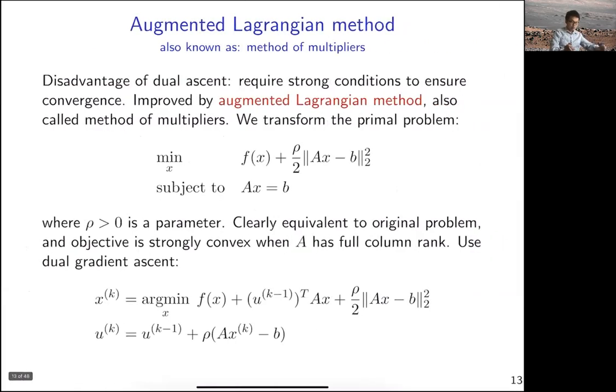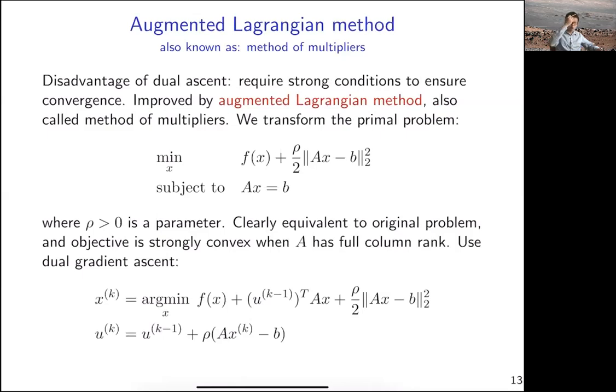Okay. So the issue with the dual ascent method is that it requires the function f to be minimized to satisfy a strong condition. It needs to be strictly convex for the gradient to exist. Otherwise, you will suffer from subgradient descent or stochastic subgradient descent's slow rate of convergence.